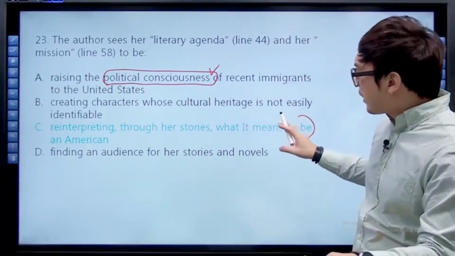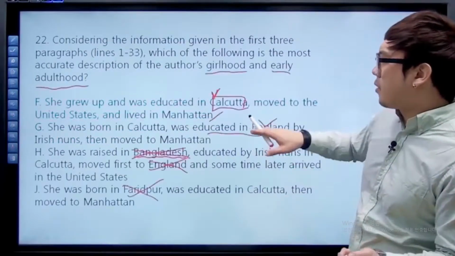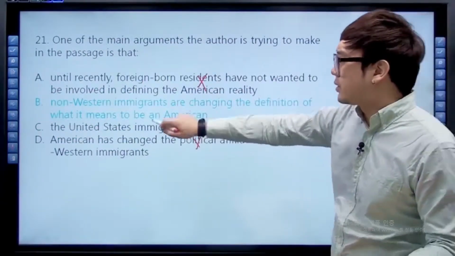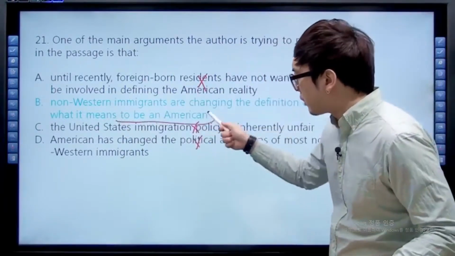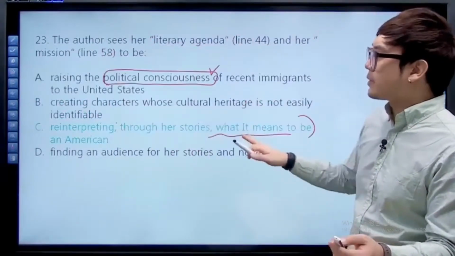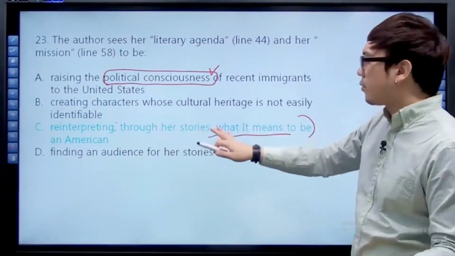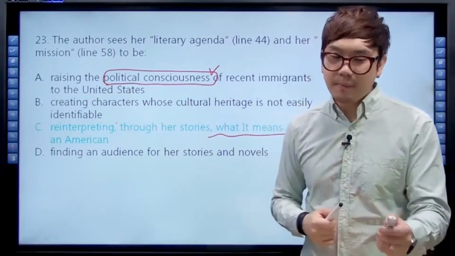So the better idea is, again, what it means to be American, because if you remember, in the very first paragraph it says non-Western immigrants are changing the definition of what it means to be an American, right? So again, we're talking about being an American, and here the best idea is reinterpreting through her stories what it means to be an American. Simple as that, right? Okay.